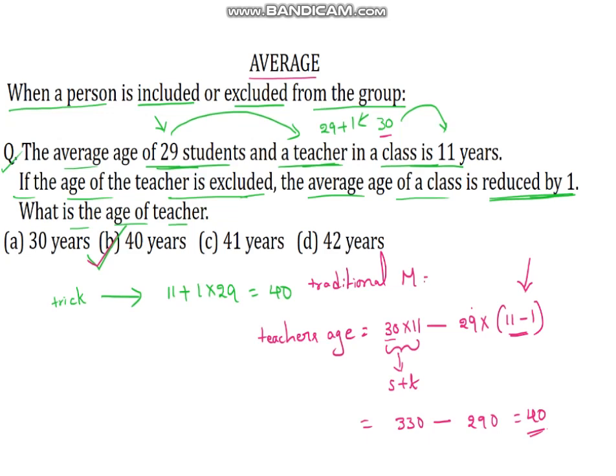So friends, in the traditional method we also get 40, and in the tricky method we also get 40. So in the exam there is no need to write all these things. Solve these types of problems using the tricky method only, to save your time.